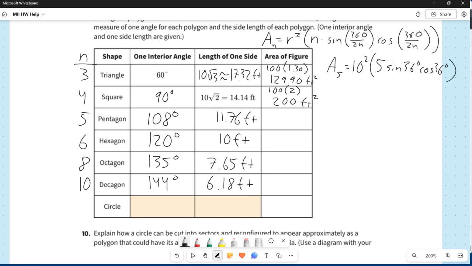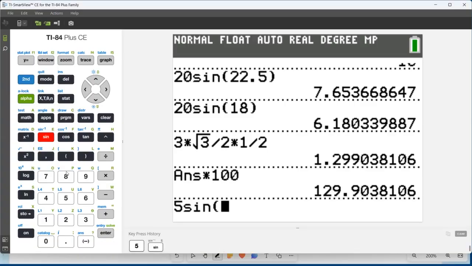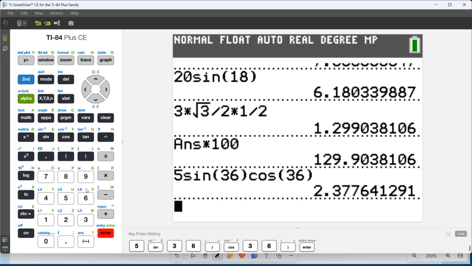Now I don't know much about 36 degrees, so I have to go to my calculator here. So I'm going to do what's inside the parentheses. So I'm going to do 5 times the sine of 36. You have to close your parentheses here. So if you've been doing all of this on the calculator so far, you have to make sure that that is closed after the 36. Then cosine of 36. It's a good idea to close the parentheses there as well. We end up getting 2.38.